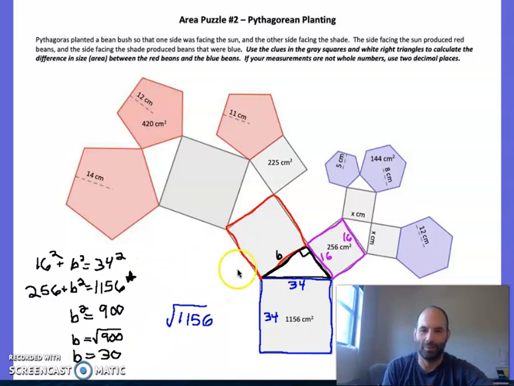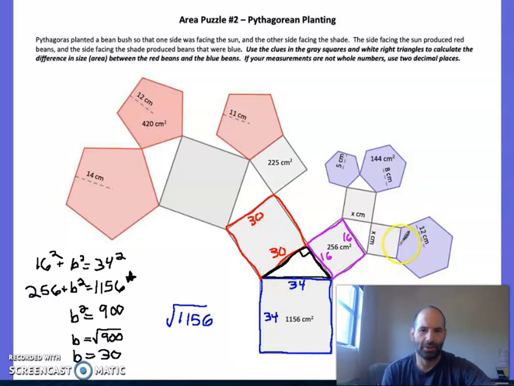So that was a b, so that little b is gone. And really what I have is 30. All right, so that means this side is 30. Right? It's a square. So as I'm working through this, I'm building up more and more information.